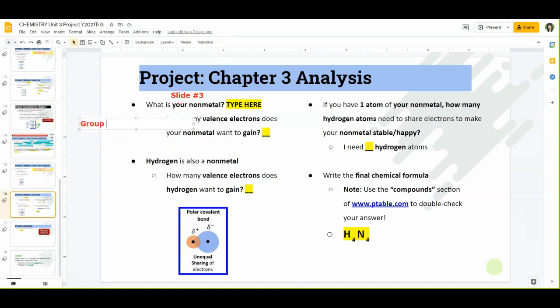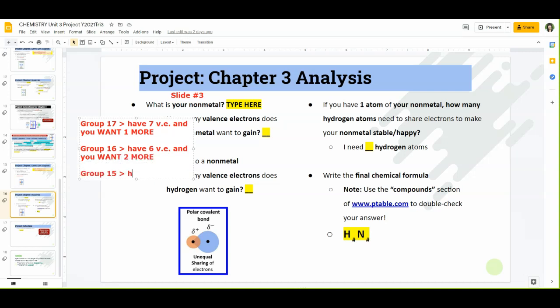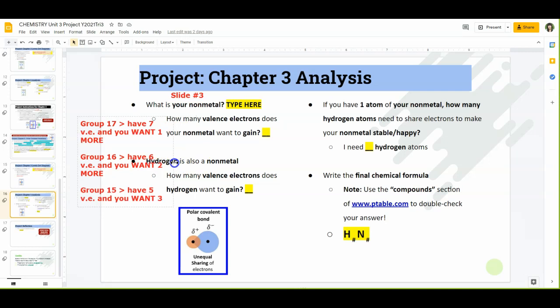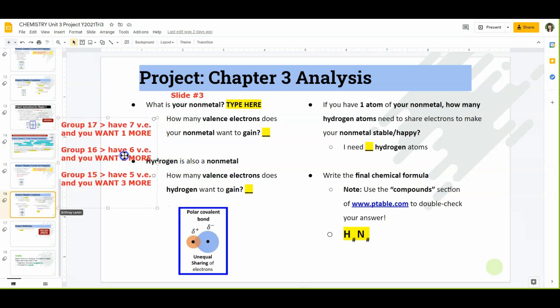Remember that if you're in group 17, you have 7 valence electrons and you want 1 more. If you're in group 16, you have 6 valence electrons and you want 2 more to get to a total of 8, that full octet. And if you're in group 15, you have 5 valence electrons and you want 3 more to get to a full octet, to get to a full 8. All right, so that should help you figure out how many yours wants to gain. Either it wants to gain 1 more, 2 more, or 3 more, depending on what group you were.